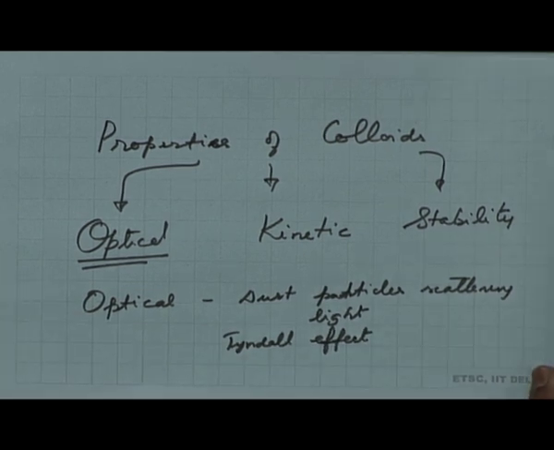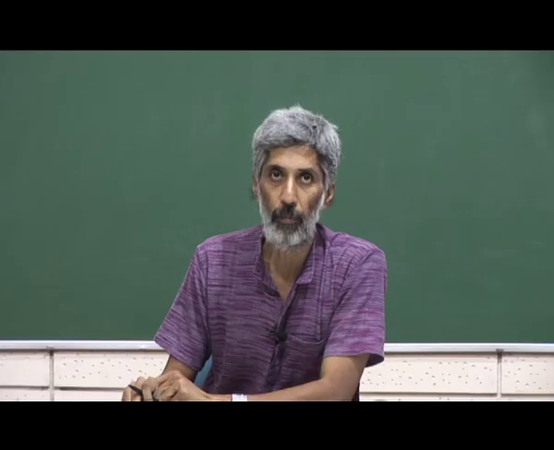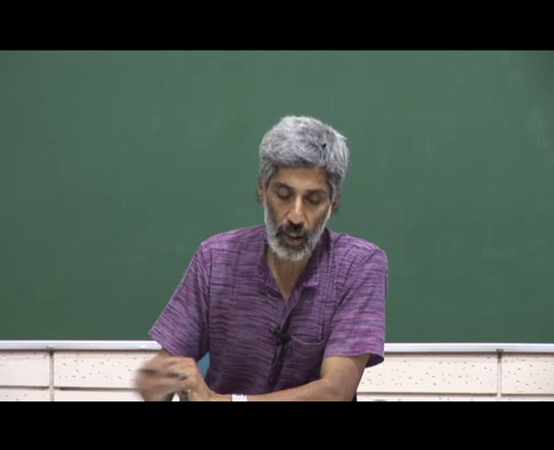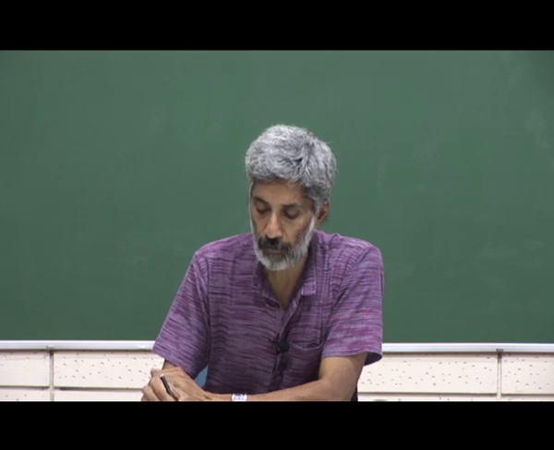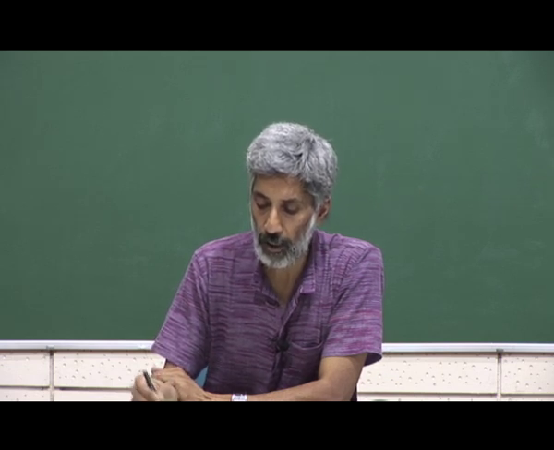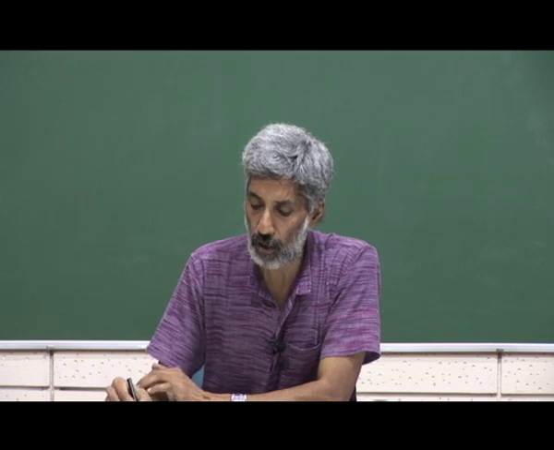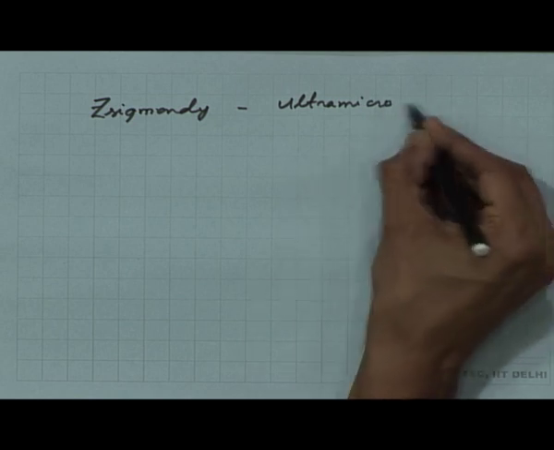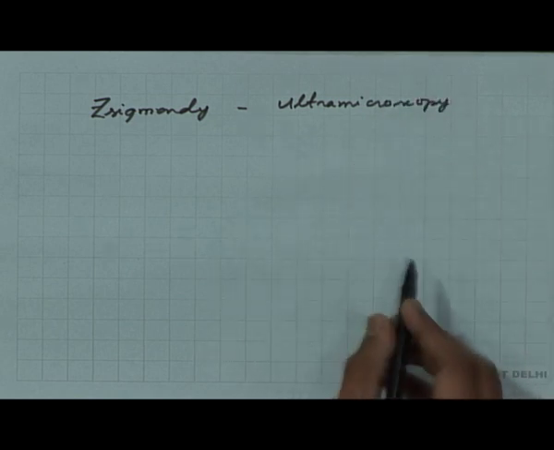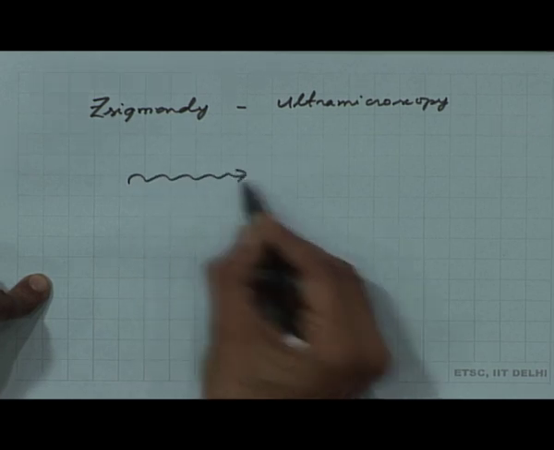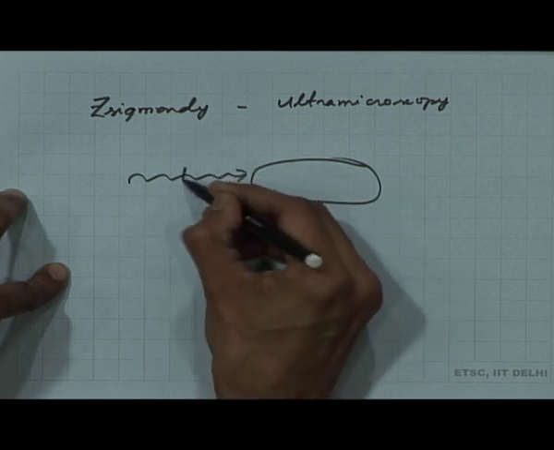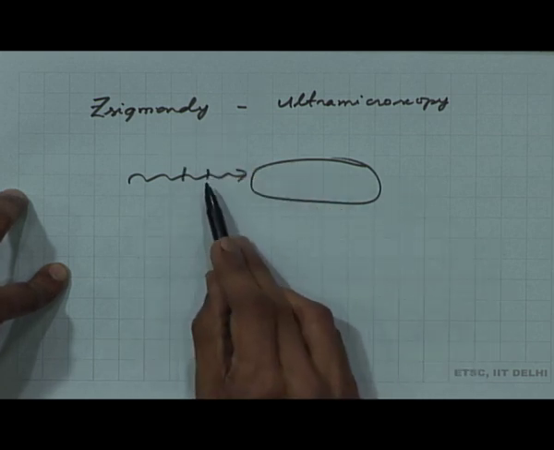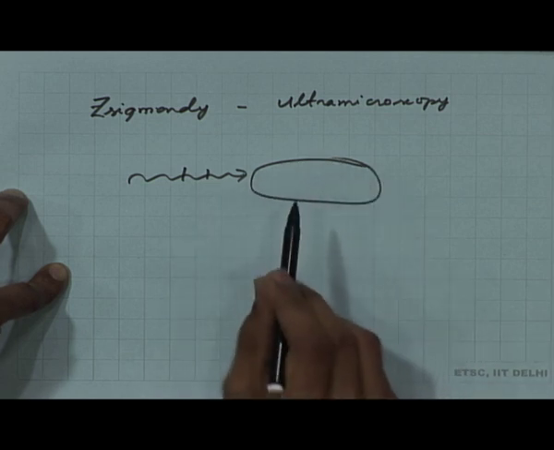So, why does it happen with particles like this? There is something unique. The particles that you have in colloids are relatively big, right. So, this Tyndall effect is something which led to Zsigmondy getting the Nobel Prize for what is called ultramicroscopy. So, imagine a light wave that comes in and you have a particle here, and imagine that the wavelength of the light is almost of the same size as the particle itself.